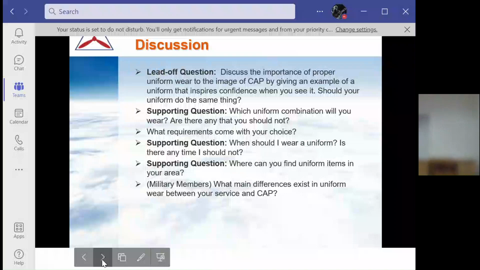The name tape, or the name plate for the service dress, is worn on the pocket instead of over it. And in CAP, it's worn directly over it, no spacing between the pocket and the bottom of the name tape or plate. Pretty sure in the Army we had it on the pocket. The pocket flap. Nope.